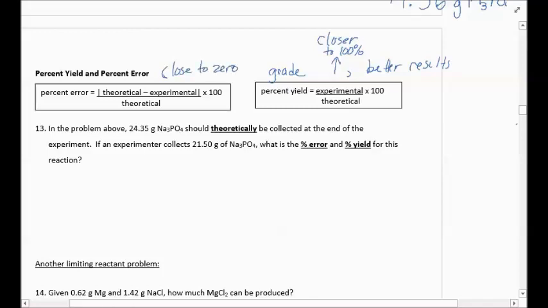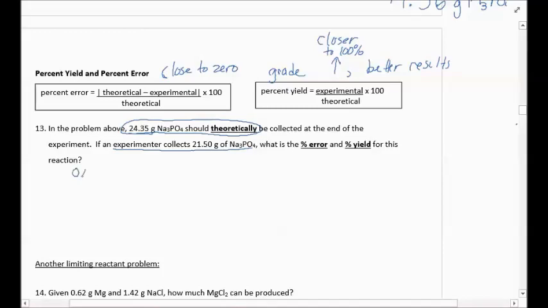So based off of this, the value that we calculated in the stoichiometry problem is your theoretical value. So in this problem, they made it pretty explicit. Theoretical is 24.35. Usually it's another part to the problem. You're figuring out the percent yield of something based off of your results. So an experimenter collected this. Sometimes it'll say a student ran this reaction and got this amount, or something else will happen. It doesn't always say experimenter like that.